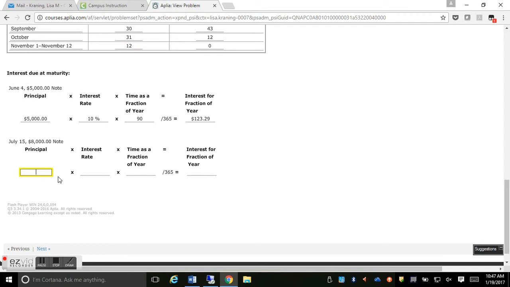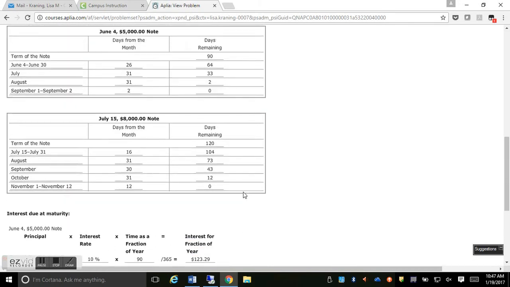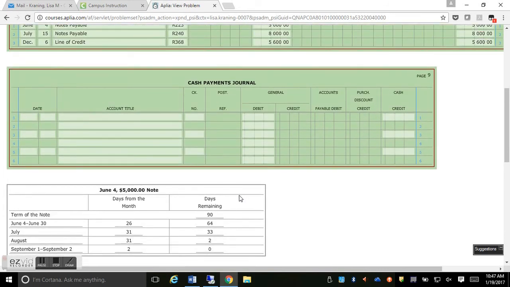Okay, our interest down at the bottom, our principal, you'll see that it's an $8,000 note. And it says it was 8%. It was for 120 days. So you're going to take 8,000 times 0.08 times 120 divided by 365. And our interest is 210.41. Now that we have that figured out, we are going to come pay off.